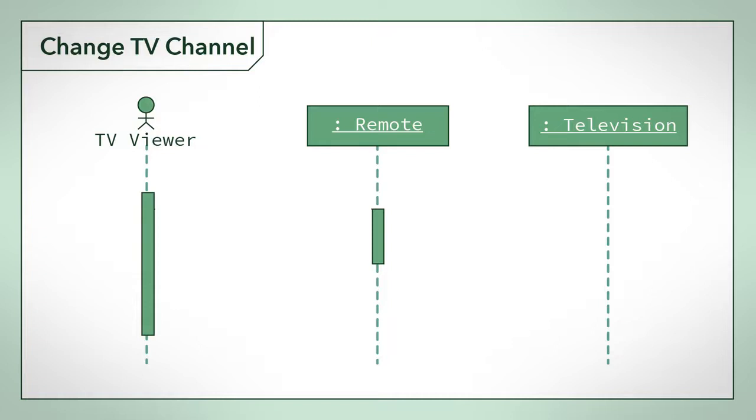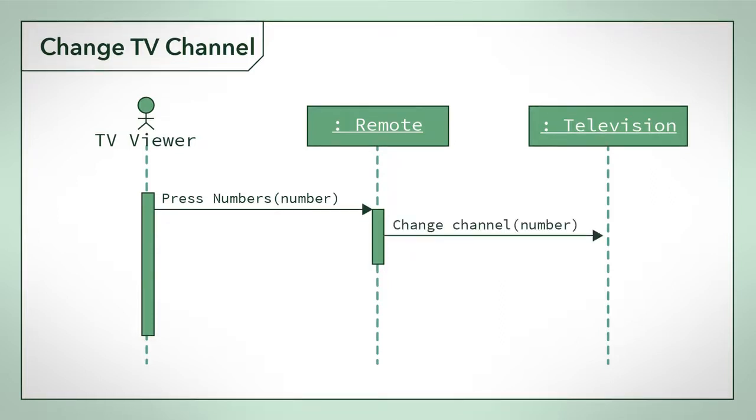The first message that is sent is from the TV viewer to the remote. That message says that the TV viewer pressed numbers. So I'm going to add this to the diagram with a solid line arrow and label it Press Numbers, Number. The remote then sends a new message to the television to change the channel to number. We denote this on the diagram with another solid line arrow labeled Change Channel, Number. This also activates the television object, so I will add a small rectangle to the television's lifeline.